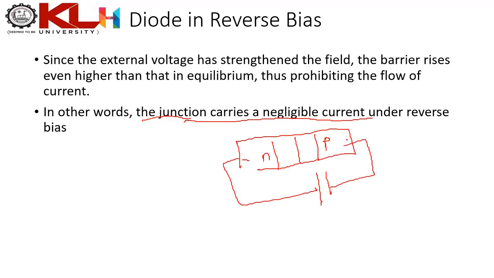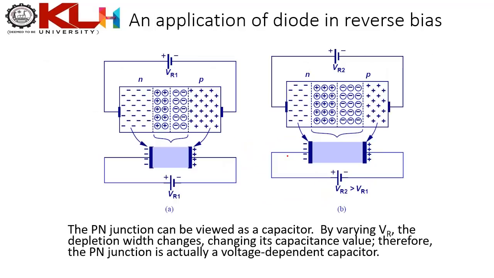Now no electrons from the n side can move to the p side, and vice versa. No holes from the p side are able to move to the n side. So there is negligible current under reverse bias because of this increased width of the depletion region. This is one of the applications of a diode in reverse bias.